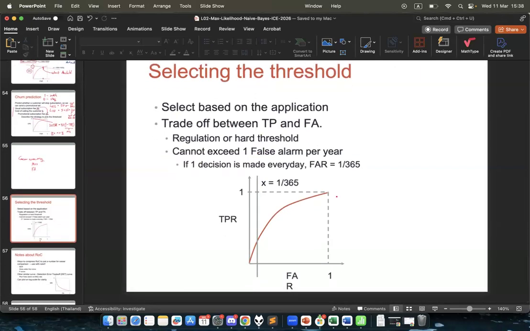Another possibility instead of cost analysis, sometimes you get requirements as regulations. For example, there may be a regulation that, oh, okay, you cannot have more than this amount of false alarms per year, right? Let's say, to pass the standard for this tool, you cannot have more than this. So that's just a line in the threshold selection.